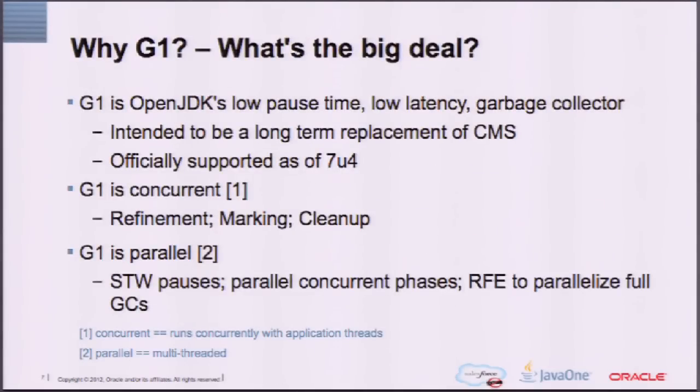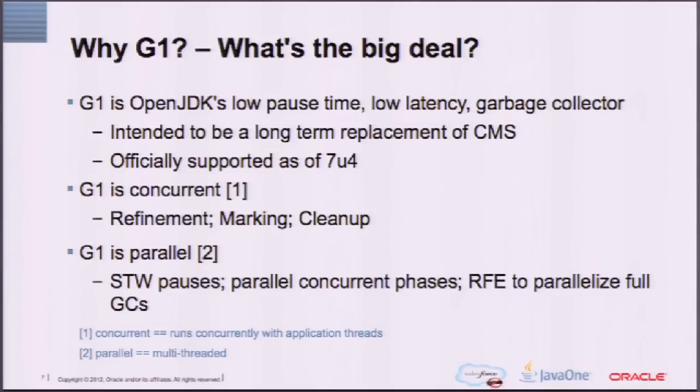Okay, so G1 is OpenJDK's low pause, low latency garbage collector. It's intended to be the long-term replacement for CMS. It was officially supported in 7 Update 4. They continuously are making improvements and updating it. So if you start an evaluation of G1, start with the latest update release, because there have been a lot of changes continually being made. And you're also probably seeing a lot of updates coming recently out of Oracle these days. Don't know if that means they're making a lot of updates to G1, or maybe it's something else. But if you're following the news, you'll get an idea of what that is.